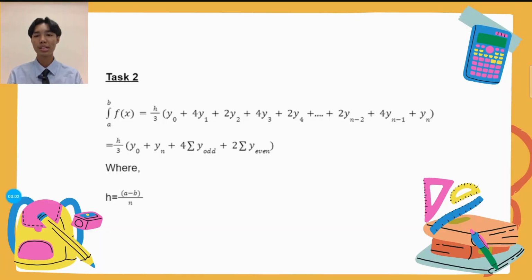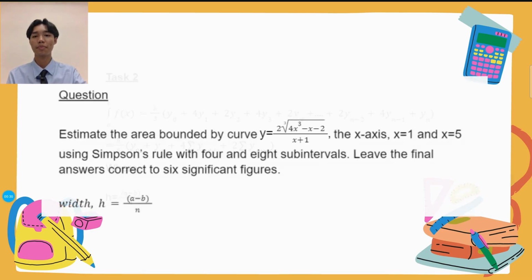Now, let's move on to task 2. As you can see over here, there is a formula of Simpson's rule. If we simplify this equation, we get h over 3 times y0 plus yn, plus the coefficient of 4 times the sum of y odd numbers, plus the coefficient of 2 times the sum of y even numbers, where h is equal to b minus a, which is the limit, over n, which is the subinterval.